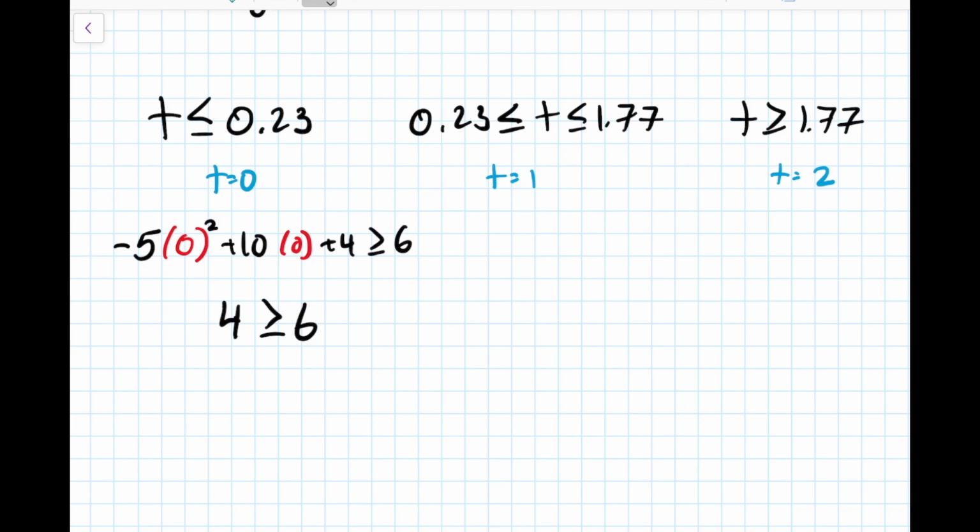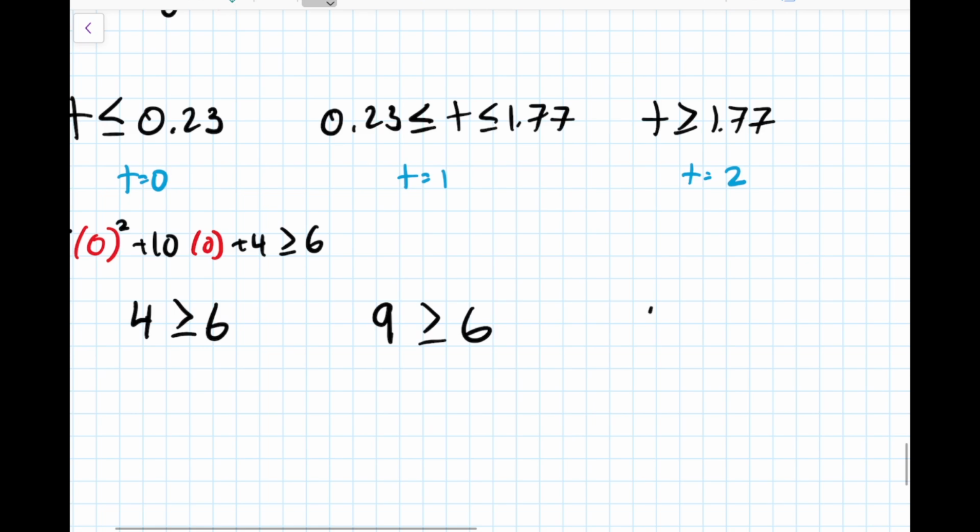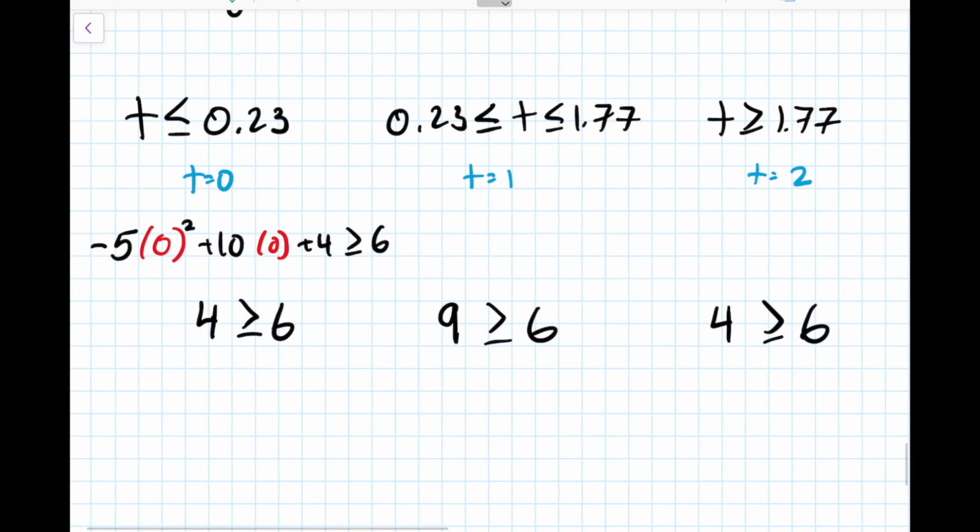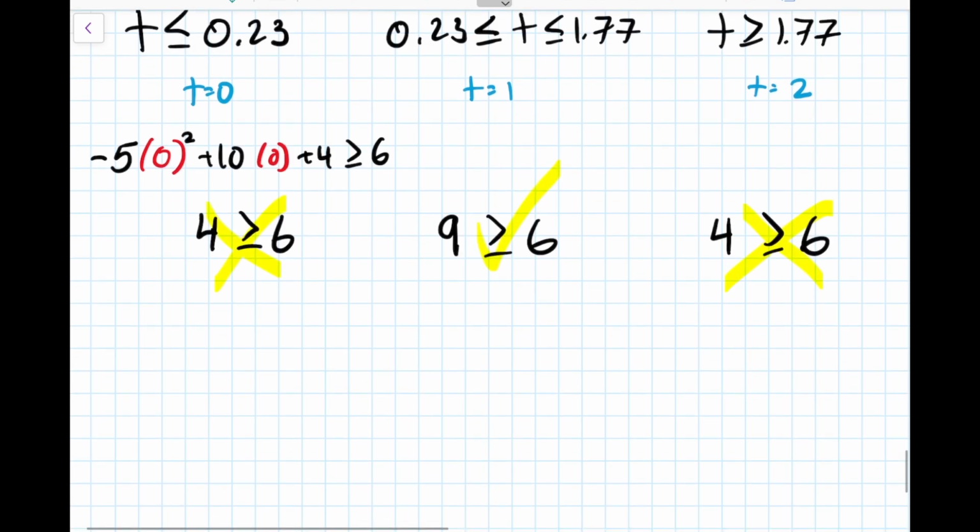If you plug 1 into this, so you have negative 5 times 1 squared, which is negative 5, plus 10 times 1, which is positive 5, all that together plus 4, you'll have 9 is greater than or equal to 6. And if you plug 2 into there, you're also going to end up with 4 is greater than or equal to 6. And so if we look at those, the left section and the right section don't work, the middle section does. And so our domain is 0.23 is less than or equal to t, which is less than or equal to 1.77.